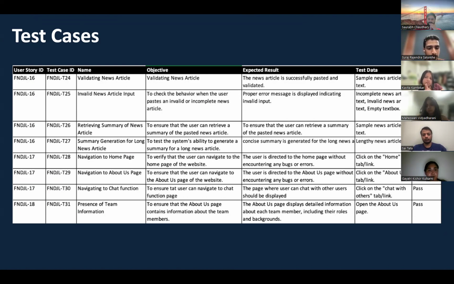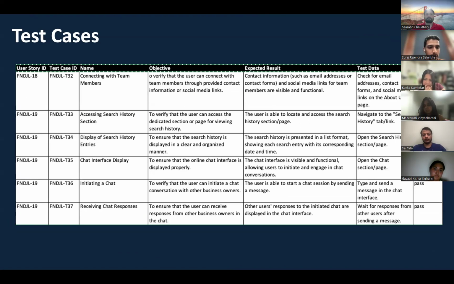Next, we have a few test cases where we tested the navigation of the system. We tested clicking on every button, and they should direct to the specific page, like the home page, about page, and so on. The next one is navigating to chat functionality, to ensure the user can navigate to chat functionality correctly. Next is the presence of team information. This is the about us section, where all the team member information should be present. Next slide.